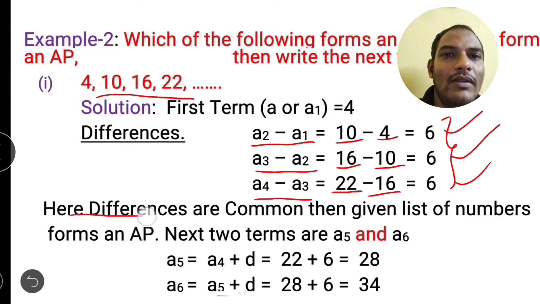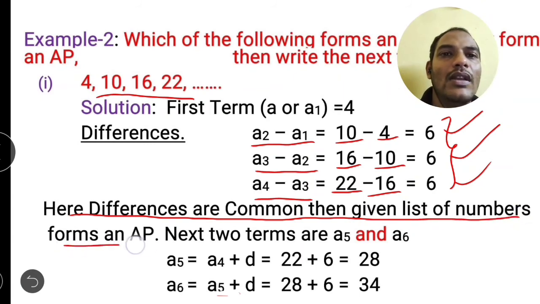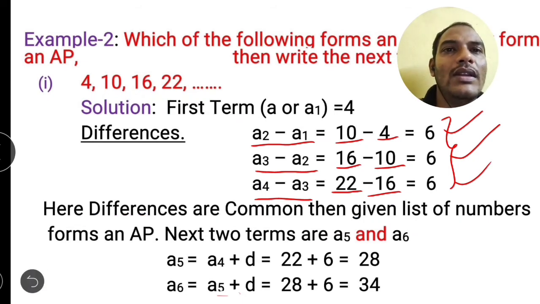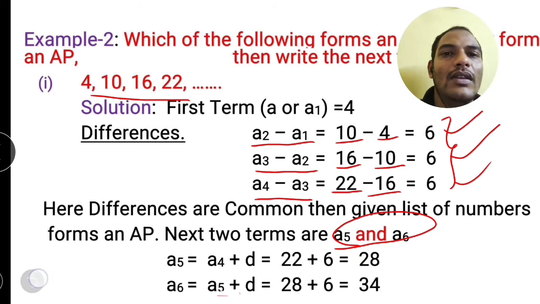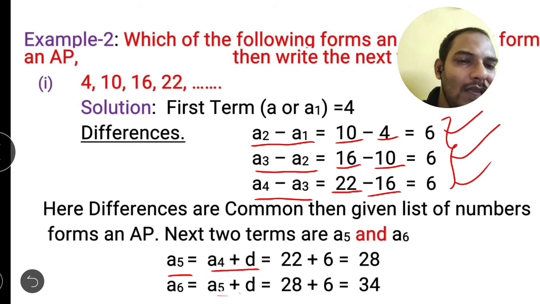So that is the first problem I have given here. Since the differences are common, the given list of numbers forms an arithmetic progression. Now we have to write the next 2 terms. In the given list, how many terms are there? Total 4 terms are there. Then the next 2 terms mean A5 and A6. So let us find A5. A5 is equal to A4 plus D, because according to the definition of arithmetic progression, we need to add the common difference to the preceding term.